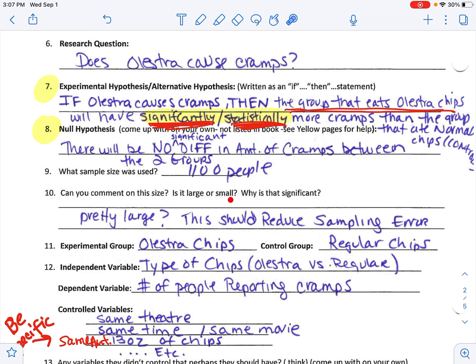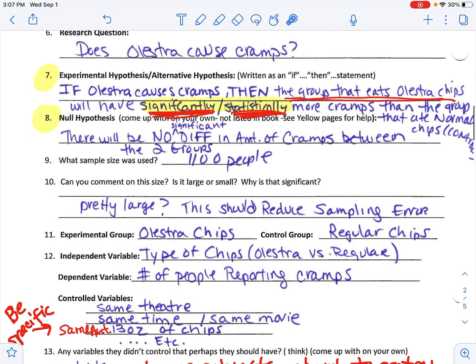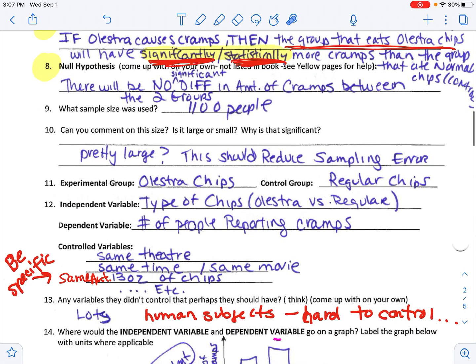I asked you to comment on that size. There's no right answer here. I mean, yeah, that's pretty large. That's good. More would be better, but that's reasonably large. As long as it's not below 5, you're going to say it's pretty good, but more would be better.